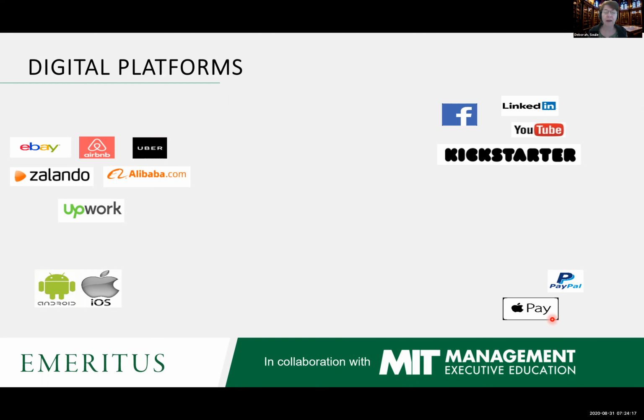PayPal and Apple Pay are a different kind of platform, a digital platform. They're actually the platform for payment. Okay, if you're on PayPal, it means that you can pay anybody else through that platform who is also on that platform. Same with Apple Pay. Here's M-Pesa, very popular in Africa, started in Kenya. Another payment system that is a platform. It connects parties who need to exchange payment.